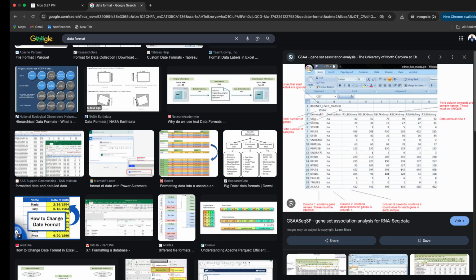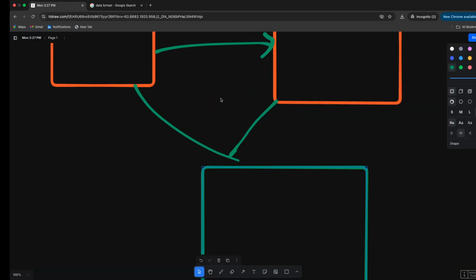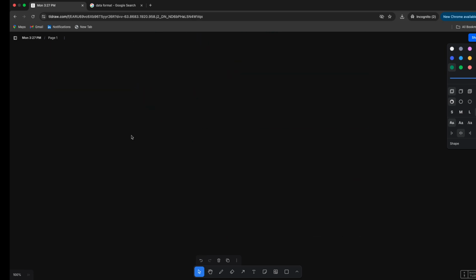Then there are non-rectangular data structures, as opposed to data in rectangular form. For example, social media relationships are non-rectangular data structures. You can have them as well.